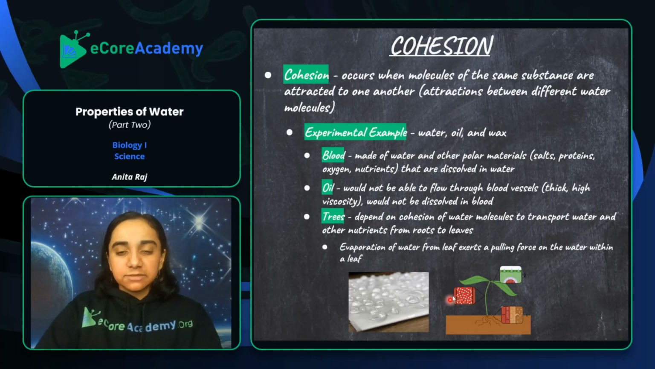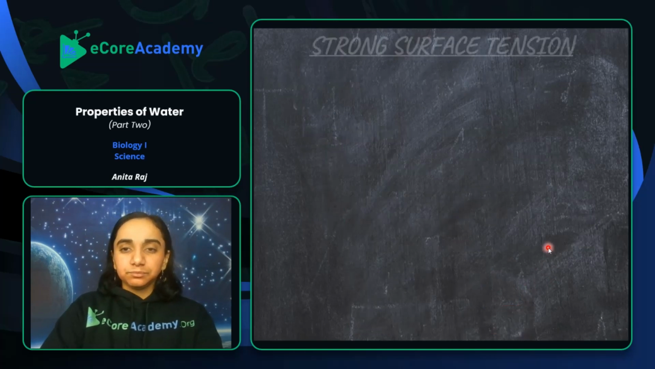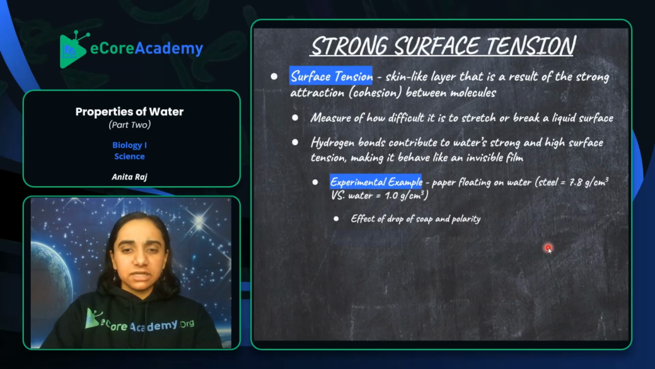So here's that experiment with the wax paper and the oil and the water I was talking about, and here's the one with the plant and how water moves through the plant. Now we'll talk about strong surface tension.